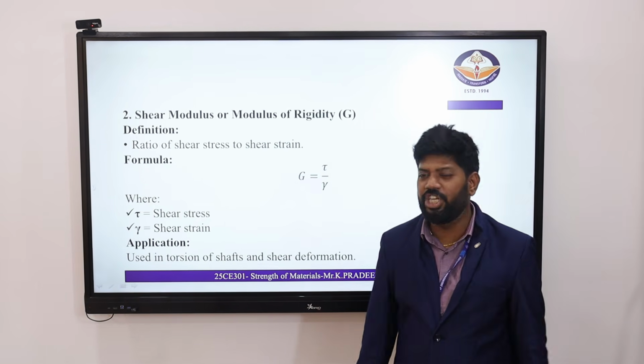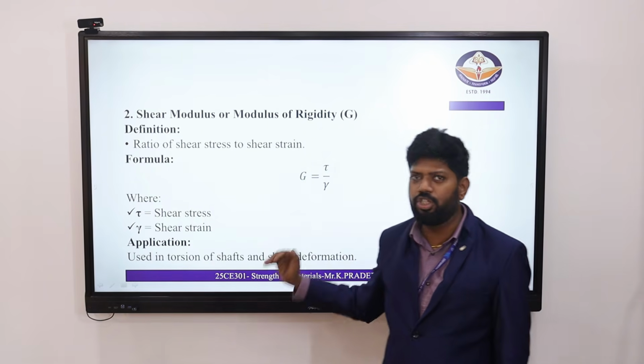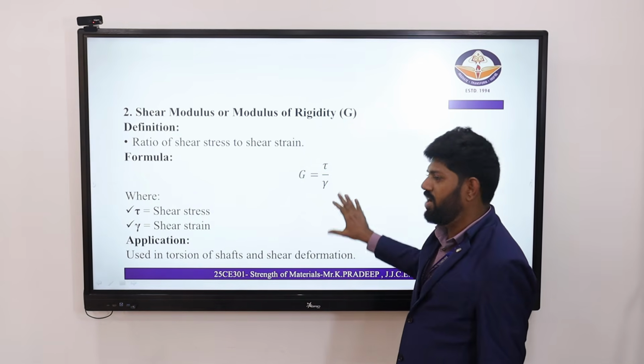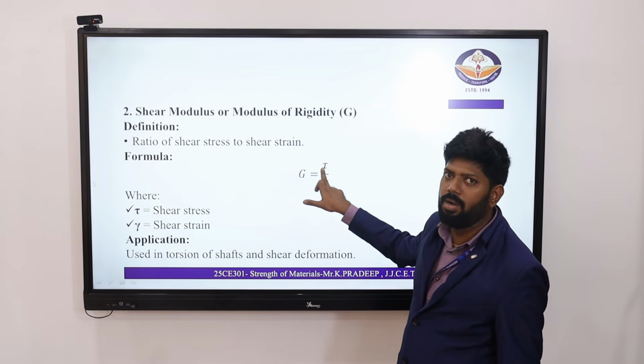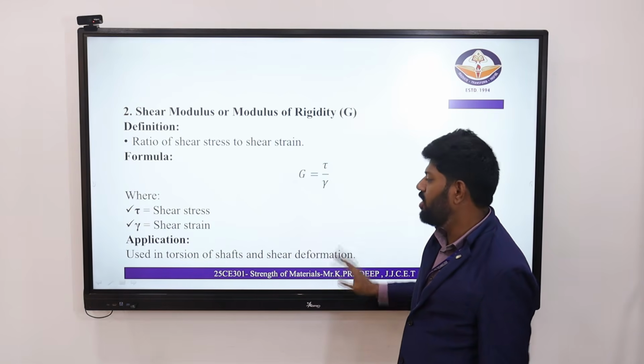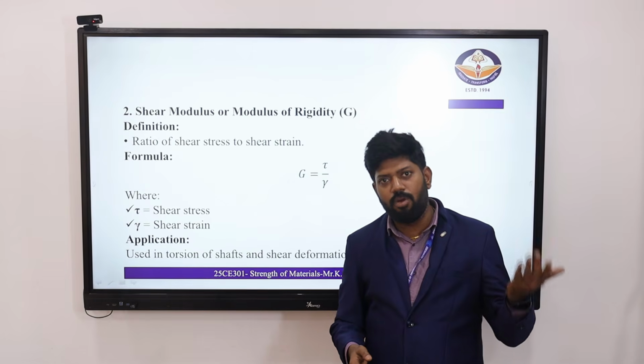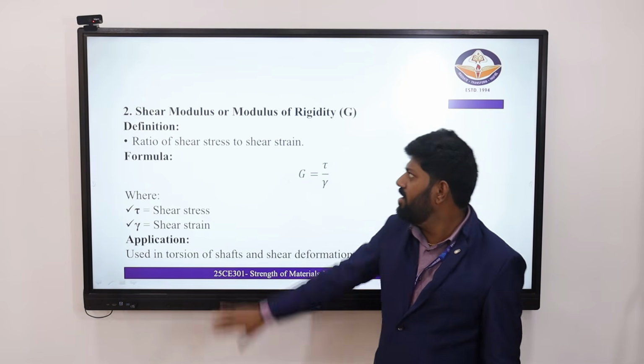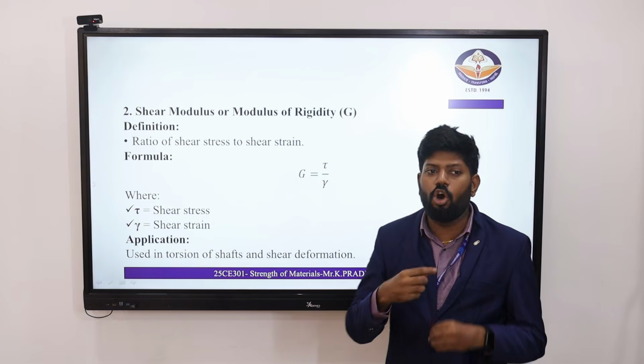Second, we are moving to shear modulus. Shear modulus is the ratio of shear stress to shear strain. Shear stress is denoted by the symbol tau. This symbol is known as tau. This symbol is known as sigma. So these are where they are used. Young's modulus is used in tension and compression, whereas the shear modulus is used in torsion of shafts.